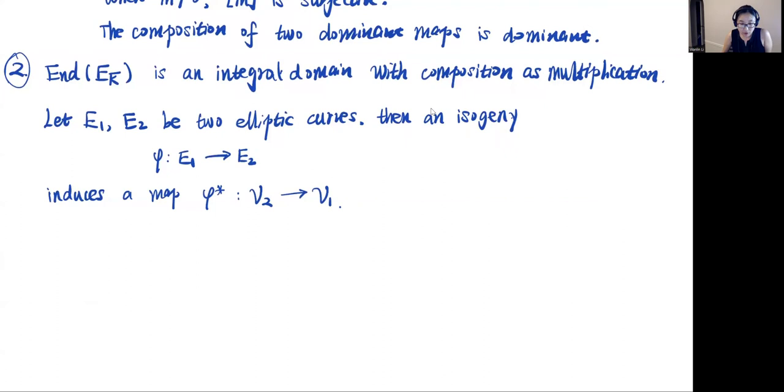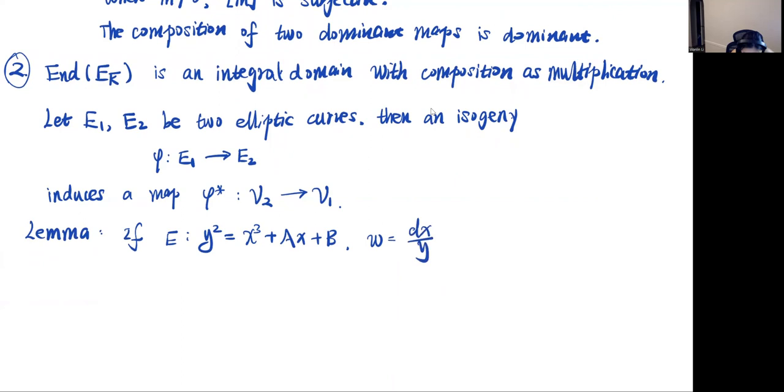Okay, so let me first write down some lemmas. Lemma: if E is given by the Weierstrass equation as we introduced, Y squared equals X cubed plus AX plus B, and let omega be the holomorphic differential dx over y as we introduced, then what's special about this omega is that omega is translation invariant.